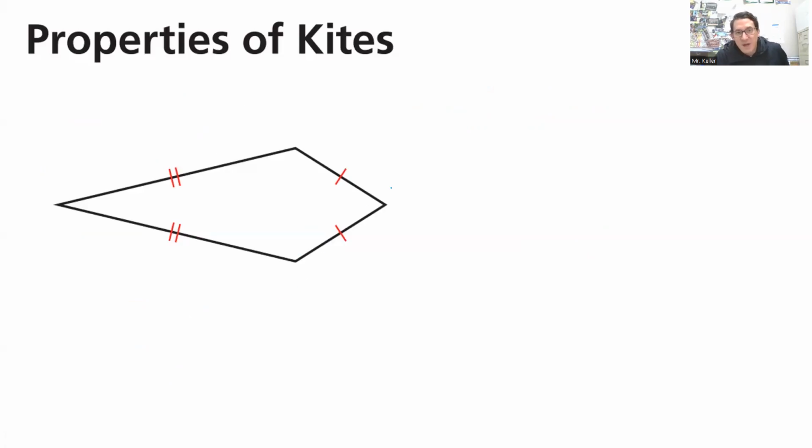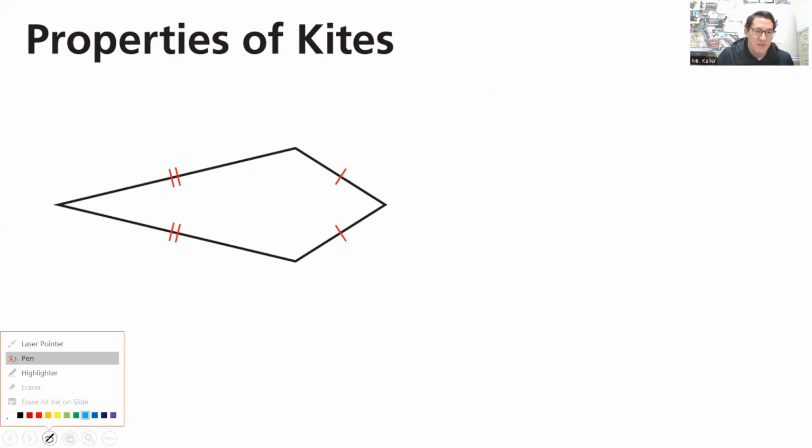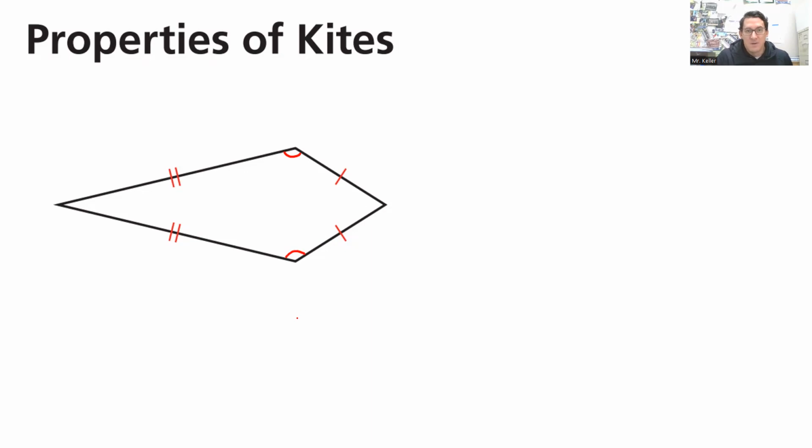So for the properties of kites, we have the two sides. The top two sides are congruent. These two sides are congruent. We have the angles on the inside are congruent. So this angle is congruent to this angle. There is no specific relationship between the other two angles, just the ones that are across from each other here.